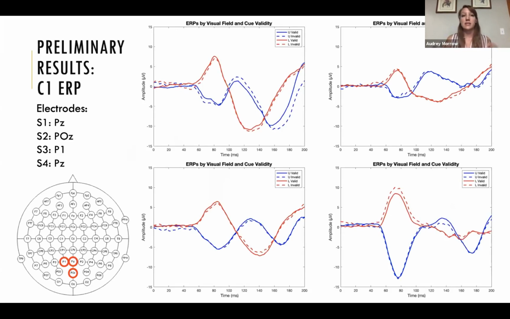Just a reminder that the C1 is the first peak that you see in red or blue. And the two things I want to draw your attention to here are that the C1 does vary greatly across participants, as you can see from the differences in amplitude. But more importantly, the dashed and solid lines, which indicate invalid and valid cues respectively, are pretty much overlapped. So we're not really seeing much of an attentional modulation depending on whether participants are shifting their attention to the appropriate visual field or not. So even though we're seeing this attentional modulation of alpha, we're not necessarily seeing an attentional modulation of the C1.